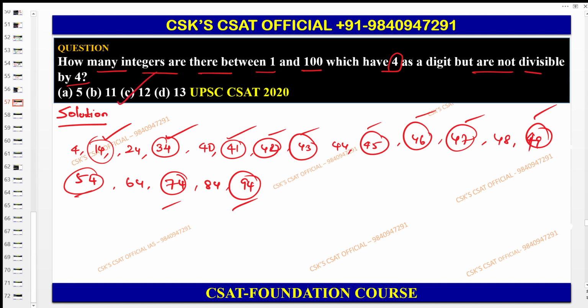Okay, 12 such numbers are there. Right. So C is the right answer for this question. Now let us move on with the next one.